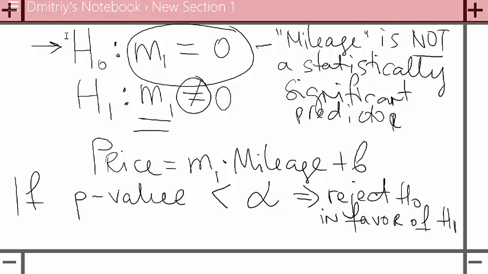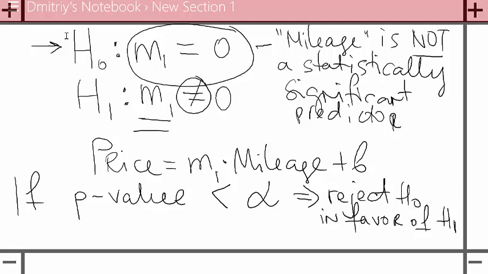Another way around is also true, okay? If p-value is larger than alpha, then we cannot reject the alternative. Alternative hypothesis stays, okay? So we still believe it. We don't have enough evidence to reject null in favor of alternative. Do you remember these phrases from statistics? You should have done a lot of hypothesis testing in this course.